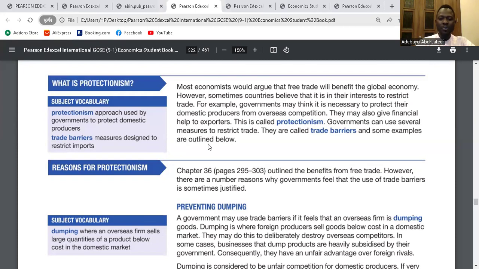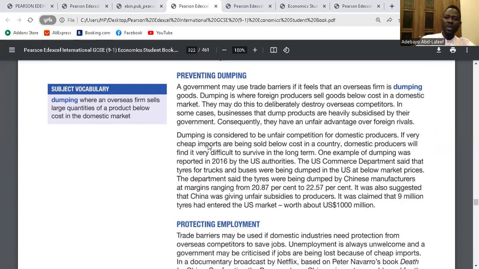So what are the reasons for protectionism? Number one, prevent dumping. When you talk about dumping, it means the price of imports is lesser than domestic prices. And this might be as a result of foreign competitors being financially helped by their government. So like maybe Libya does exports and Turkey buys from Libya, but the government of Libya gives subsidies to domestic producers here in Libya. So it means export becomes cheaper.